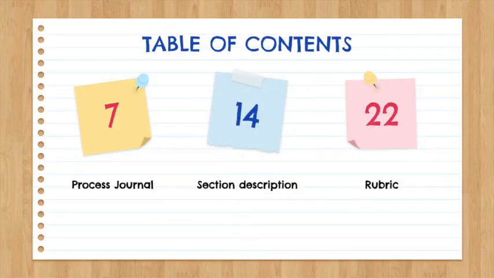So we're going to talk about pages 7, 14, and 22. Page 7 always stays page 7, but page 14 is where the section descriptions start, and each section is on a new page. And page 22 is where the rubrics start. This is of course from your student guide that we gave to you. So 7, 14, and 22 are really important: the process journal, the section description, and the rubric.